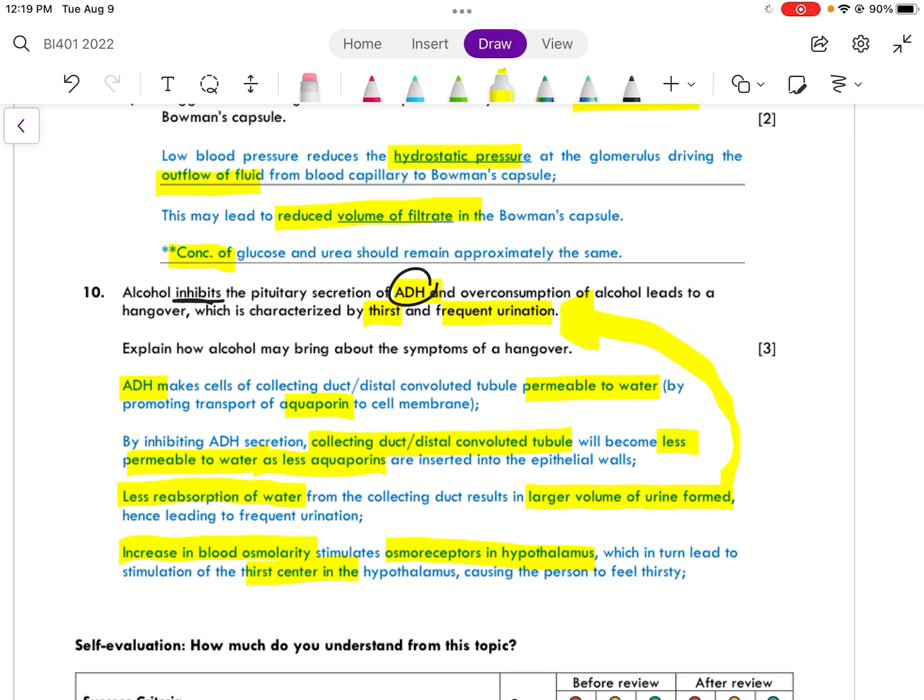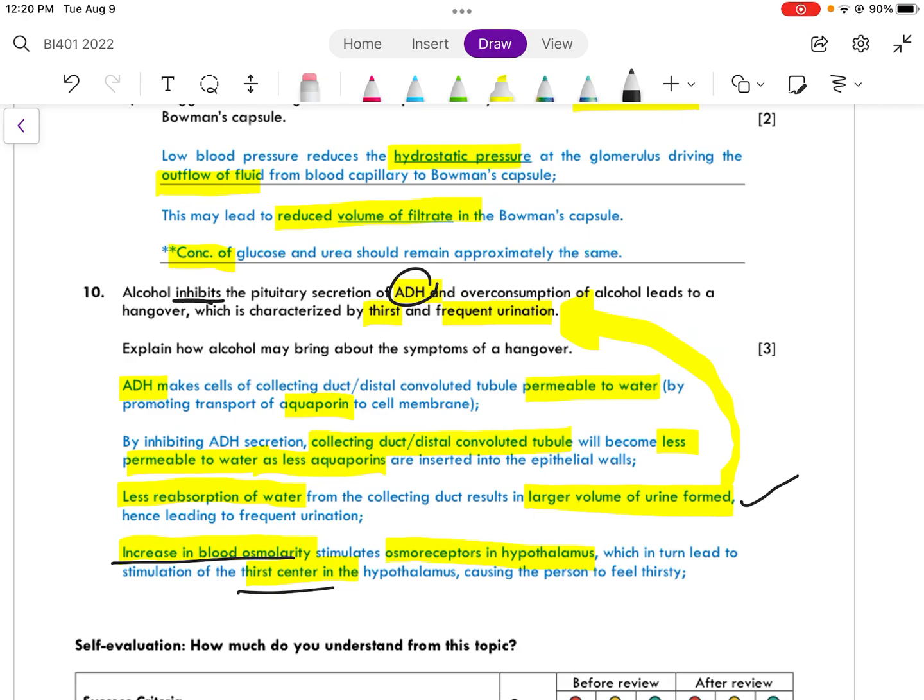Okay, so one may be asking, how does a larger volume of urine formed lead to increased blood osmolarity? If you end up urinating more than you actually need to, it will cause your blood to have less water, right? And if there's less water in your blood, then the blood osmolarity will increase because you're artificially being forced to urinate a lot more, simply because your body is not reabsorbing the water. Okay, and then that will lead to the thirst.